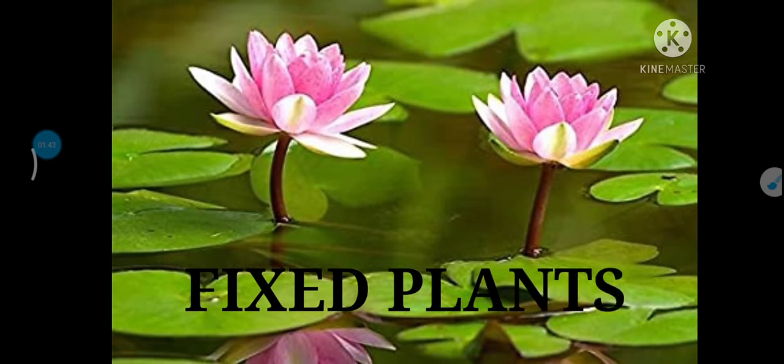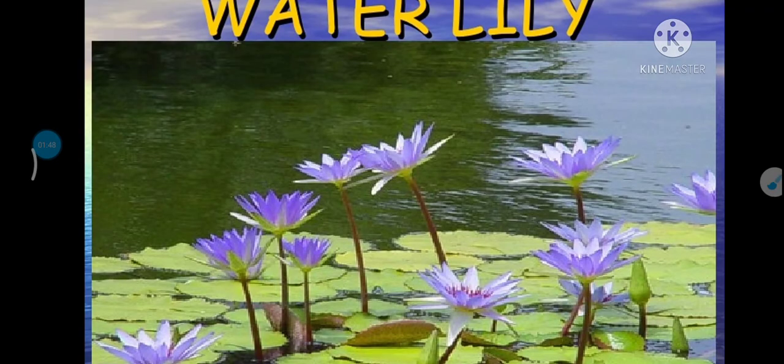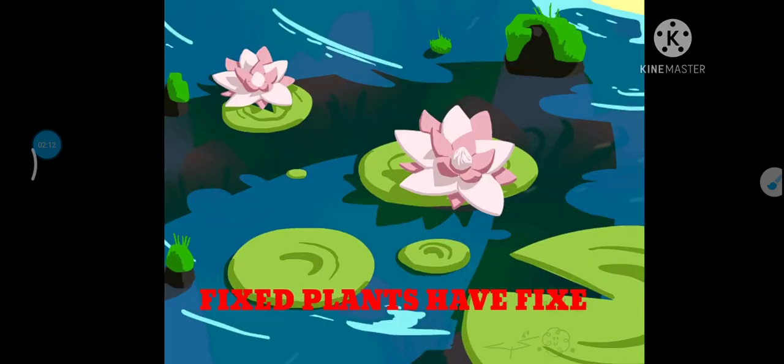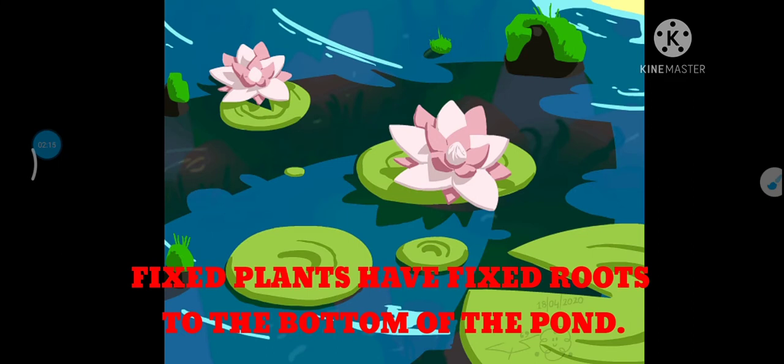Now let us learn about fixed plants. Fixed plants have fixed roots to the bottom of the pond. They have long and hollow stems which help the leaves and the flowers to float on the water. Example, water lily. This is water lily, children. And one more example is lotus. So this is lotus. So fixed plants have fixed roots to the bottom of the pond.